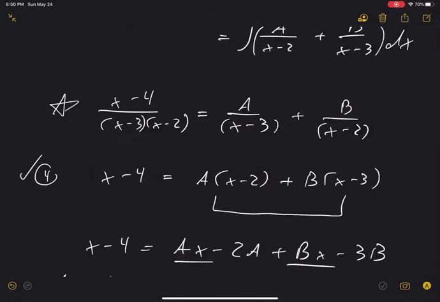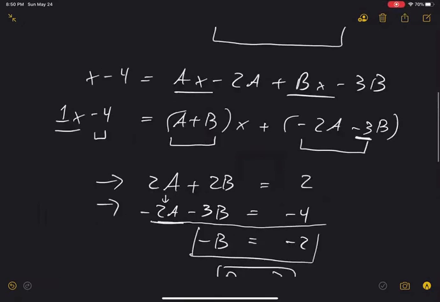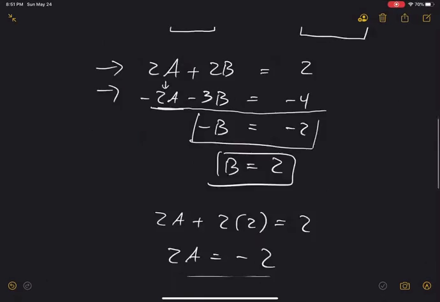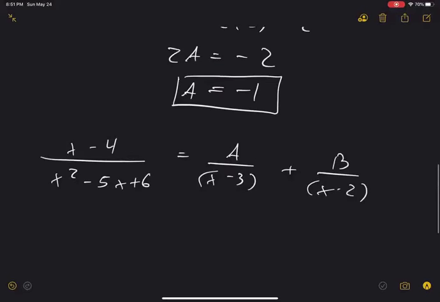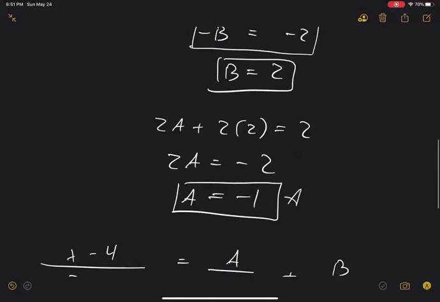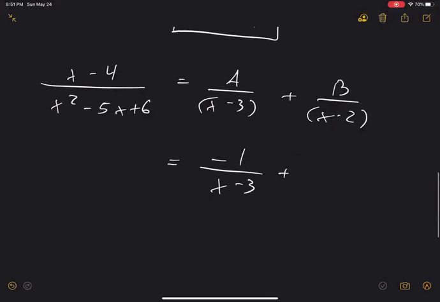Let's go back up to here. I'll rewrite what we had. We had x minus 4 over x squared minus 5x plus 6 equal to a over x minus 3 plus b over x minus 2. And now I know what my a and b are. A is equal to negative 1, b is equal to positive 2.